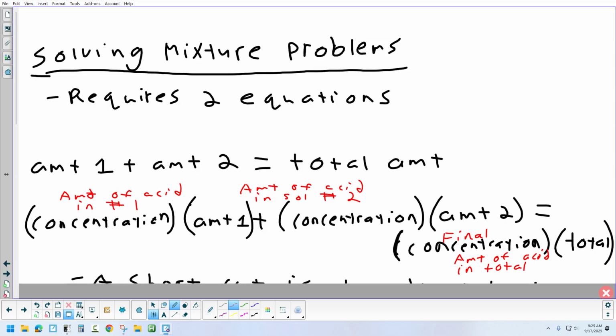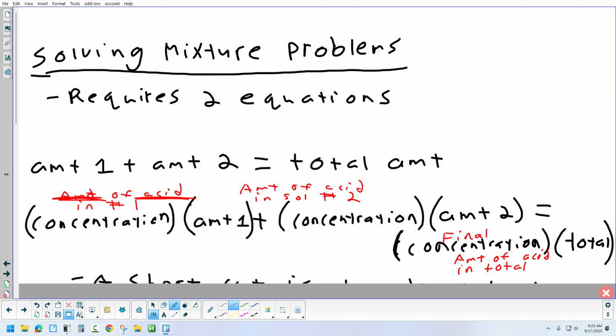Okay, so the first equation is purely just an equation for the amounts. The second equation, technically still an equation for amounts, is just focusing on the amount of the acid in the solution, nothing else. So those are the two equations we have to set up. We're going to end up with two variables, and then we're going to have a system.